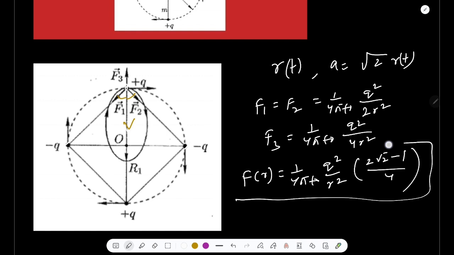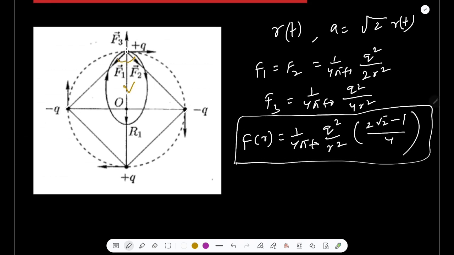I was just solving this problem, and from here it follows that each of the points moves as if from the center it was attracted by a charge that is opposite in sign and equal in magnitude to q', where q' equals q under root of (2 root 2 minus 1) upon 4.